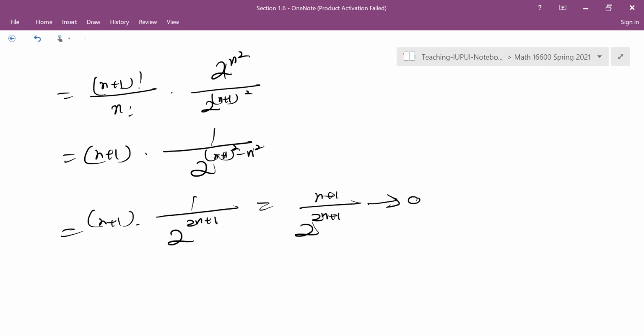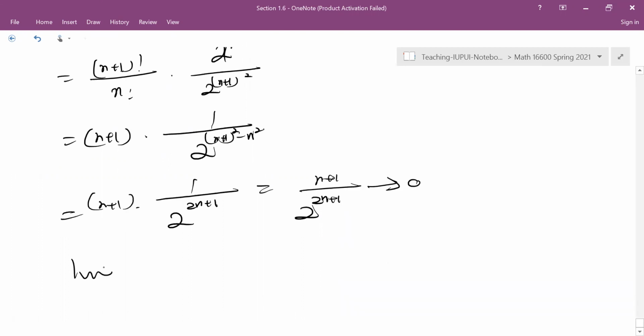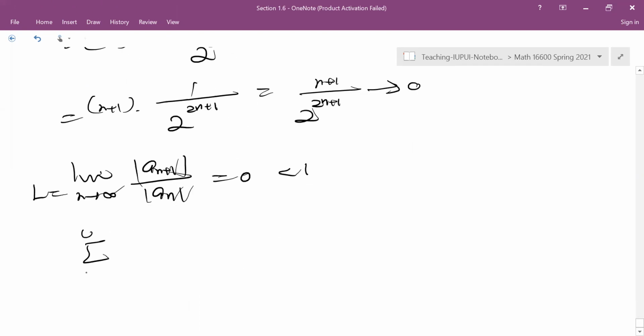So that means the limit of a_{n+1} over a_n is 0, which is less than 1. By the ratio test, it's absolutely convergent. But anyway, all the terms are non-negative, so you don't need to mention that. It's convergent. So use the ratio test, and you can easily solve the problem.